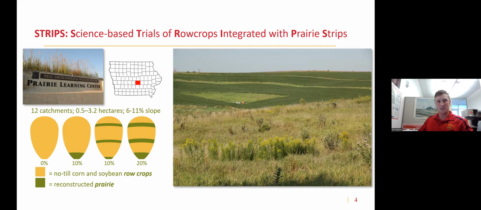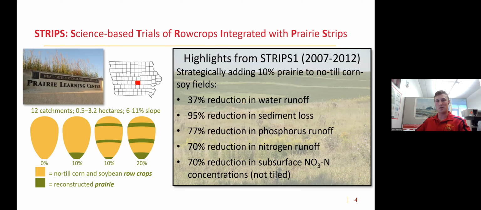So this initial phase of the STRIPS project, we now refer to it as STRIPS 1 or phase 1, which ran from 2007 to 2012, taking place at the Neil Smith Refuge. And it established some very encouraging results. Strategically adding 10% prairie to the no-till corn-soy fields resulted in 37% reduction in water runoff, 95% reduction in sediment loss, 77% reduction in phosphorus runoff, and 70% reduction in both nitrogen runoff and subsurface nitrate concentrations in these non-tiled fields.